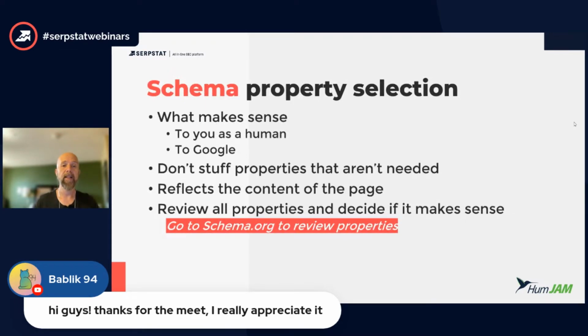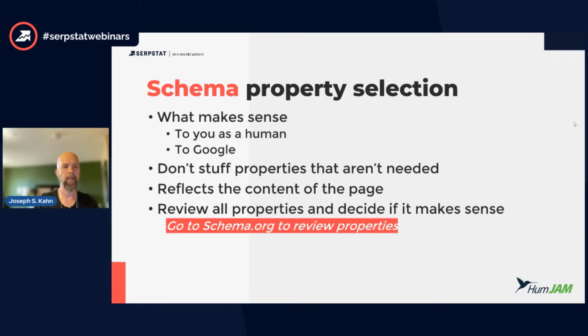So, schema property selection. You may dive into the article thing and you may see 30 plus elements. Okay, and you go, what do I include in the elements, in the properties? Okay, that's what you'll get to.